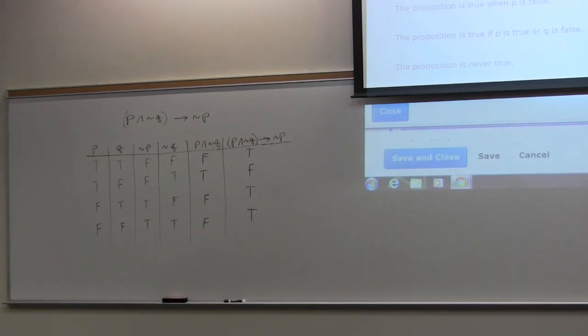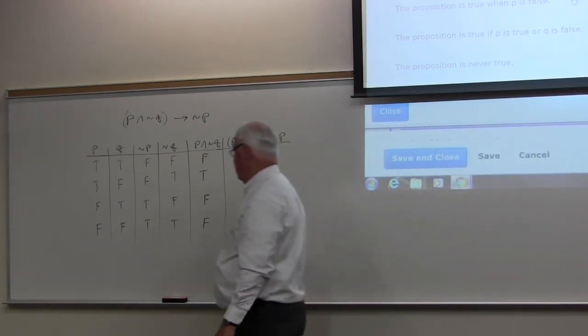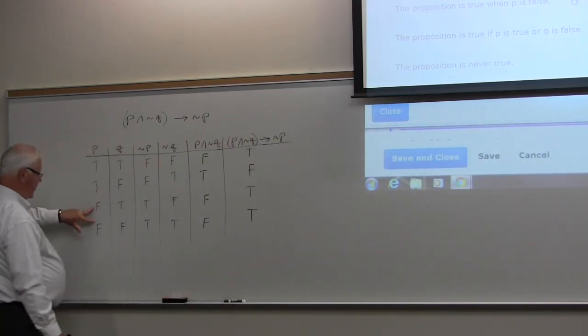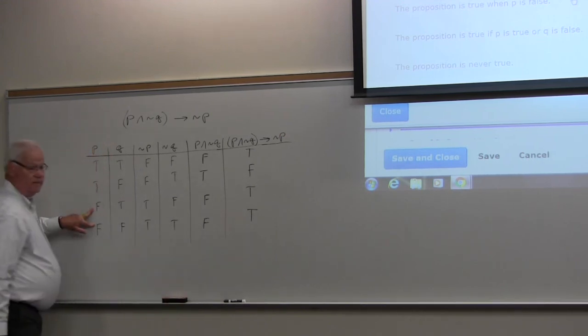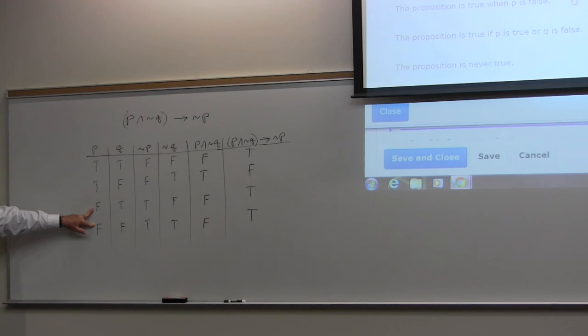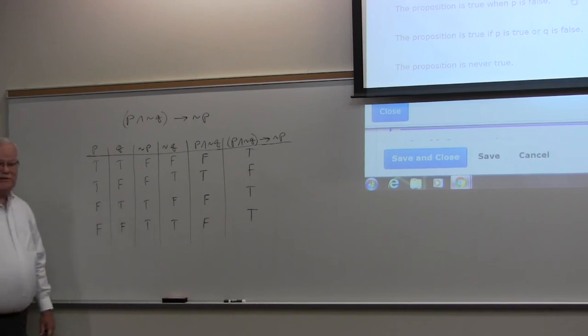The third one, the proposition's never true. Well, then that's not right. So I think the next answer is the right one, right? I think you just misread the second one. Did I miss one? The second one, the proposition's true when P is false, huh? Yes, thank you. P is false in these two rows here, and our proposition is true. Okay. So that's how you do that.